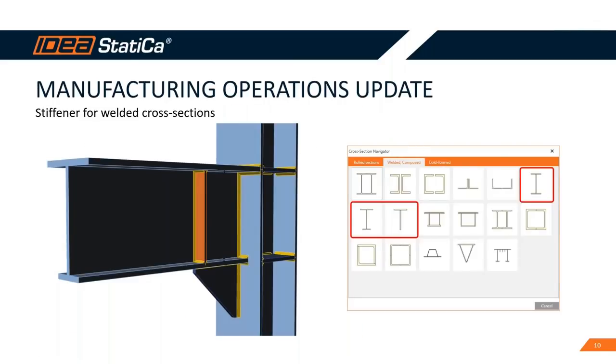We spent quite some time updating the manufacturing operations. For example, we improved the stiffener for the welded cross sections. Now the stiffener will change its dimensions accordingly for the bottom flange, which is smaller than the upper flange, for example.